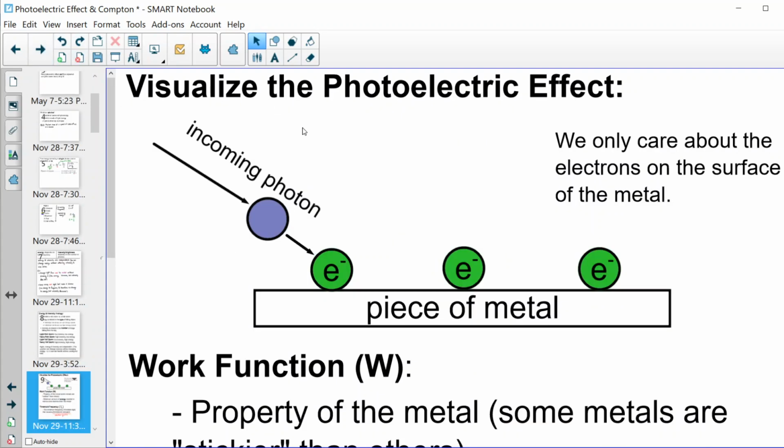So if we're going to visualize the photoelectric effect, here's what we've got. We've got a piece of metal, so this would be our cathode, and let's say that it is gold. In this piece of metal, we have a whole bunch of gold atoms, and those gold atoms have electrons in them. Some of those electrons are going to be close to the surface here. Those are the ones that we care about. If I shine light on the gold, photons from that light are going to come in, and some of them are going to hit the metal. If the incoming photon has enough energy, it can actually knock this electron off the piece of metal.